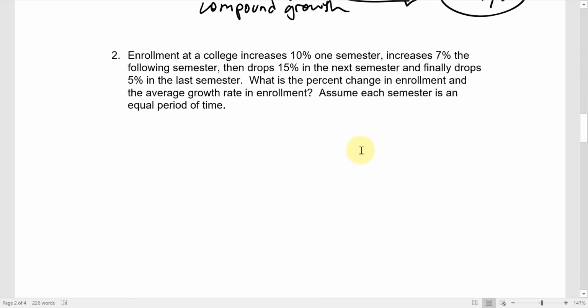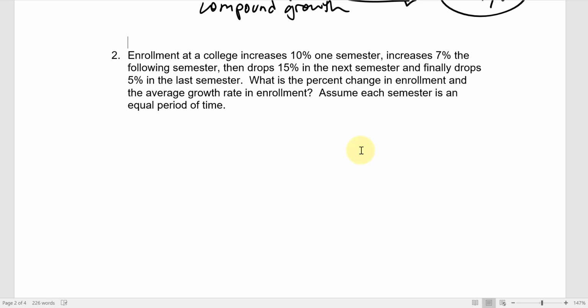Let's move to number 2. It says enrollment at a college increases 10% one semester, increases 7% the following semester, then drops 15%, and finally drops 5% in the next 2 semesters. So what's the percent change in enrollment and the average growth rate in the enrollment? And once again, you can't just add and subtract these together, because they are compounding, each percentage on previous enrollment levels. And that's exactly what this lesson is about, this overall percent change and compound growth rates.